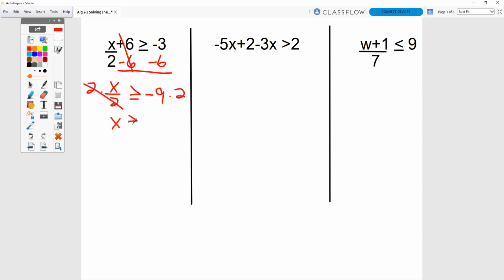We do not flip the sign here. This bottom number, that 2, is positive. We don't flip the sign. So it's just x is greater than or equal to negative 18.